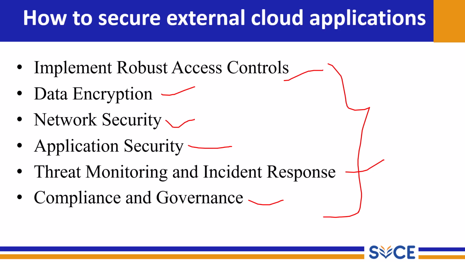Next one, incident response plan. We have to develop a comprehensive incident response plan to quickly and effectively address security incidents. And compliance and governance. There it uses two things. First one, industry compliance requirements: ensure that cloud applications and the data meet relevant industry compliance requirements such as HIPAA, PCI DSS, and GDPR, which was already discussed in Unit 1. You can refer to the Unit 1 videos.